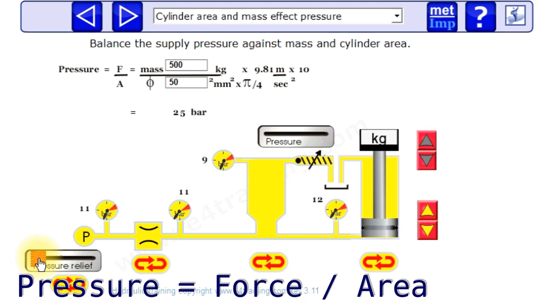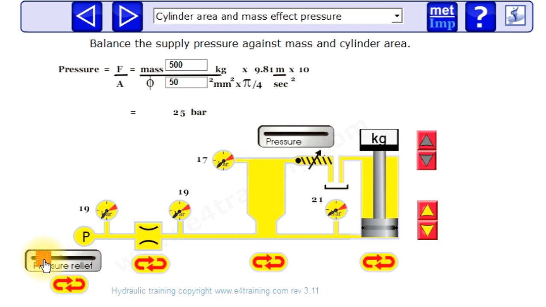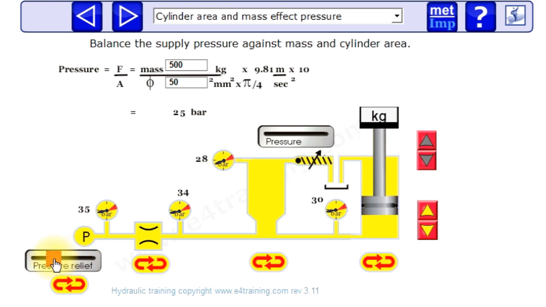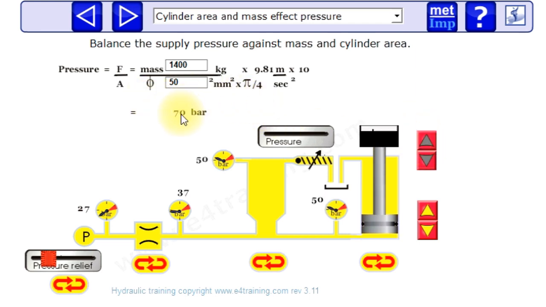If we increase the supply pressure, we've got a load pressure here of 25 bar. If we increase the supply pressure to a little greater than 25 bar, the cylinder will start to move. So now we know, and if we balance it, which is a bit tricky, we can finish it. But we've got a load pressure in here from the mass. If we increase the mass, the load pressure goes up and the cylinder falls.